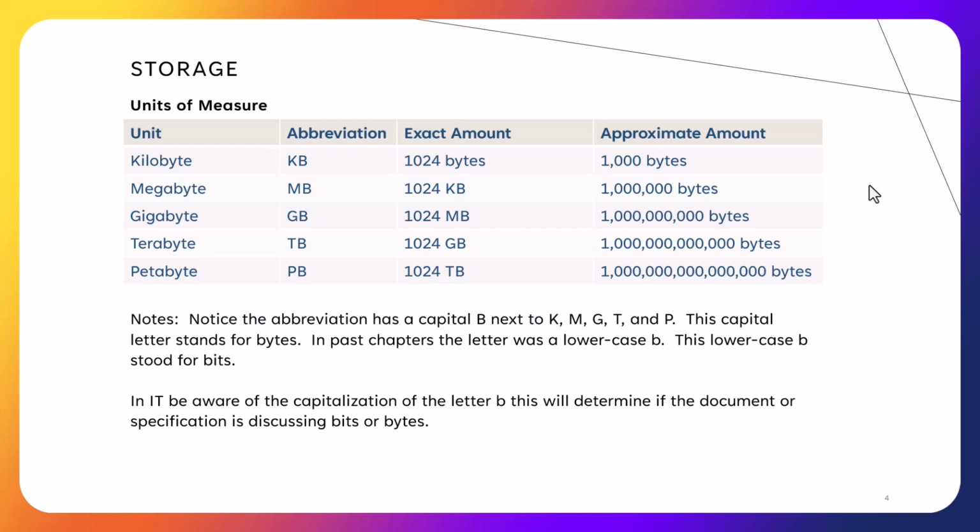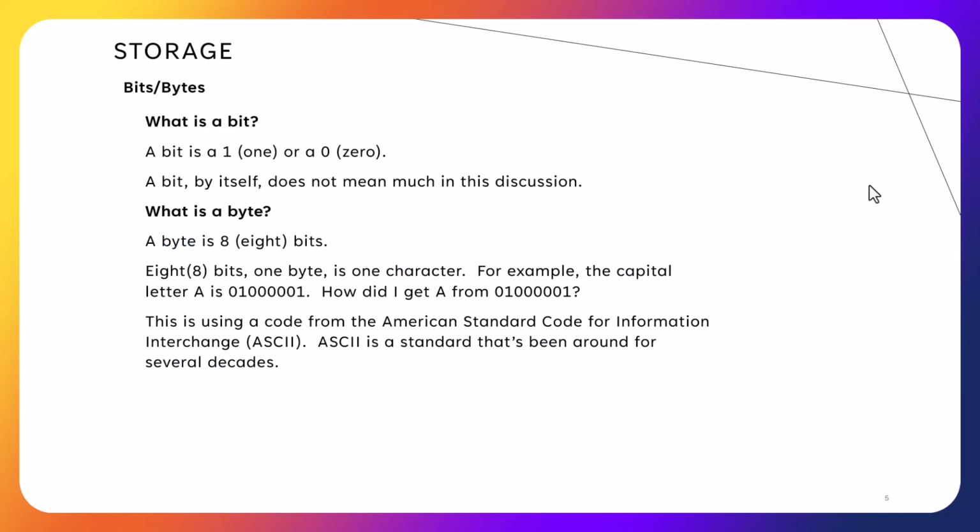Now, you're going to see these same KB, MB, GB in transmission, and they're going to be in bits. The way we differentiate between the two is the capital or the lowercase b. Here, when we're talking bytes, it's a capital B. When we're talking bits, it'll be lowercase b. So just keep that in mind. If you see the capital B, it's bytes. Lowercase b is bits. A bit is a 1 or a 0.